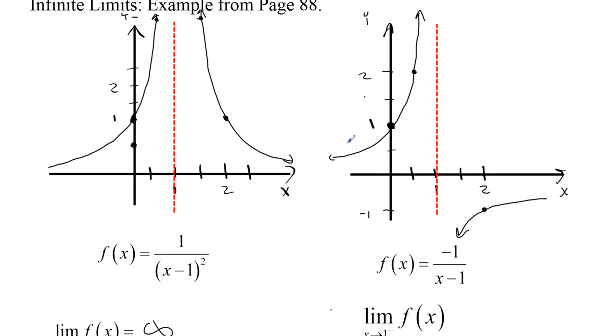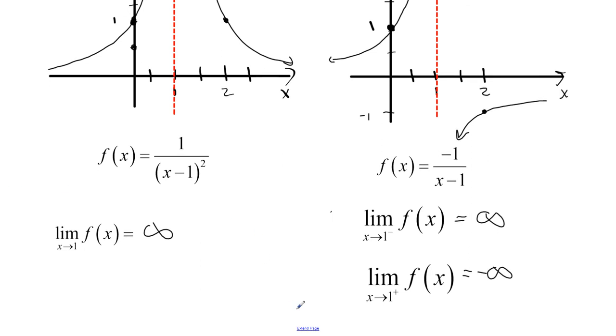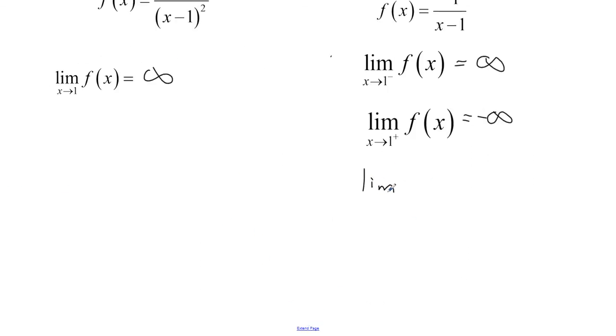So clearly, because this left hand goes up and this right hand side goes down, when I talk about the limit as I go to just 1, that's not going to exist because the values go to different places. But we can still say that the left-sided limit, as x goes to 1 from the left-hand side, is still going to be positive infinity. And as I come in from the right-hand side, the limit as x goes to 1 from the right, in this case, is going to be negative infinity. And if we were to just extend this a little bit, once again, the limit as x goes to 1 of f of x would not exist.